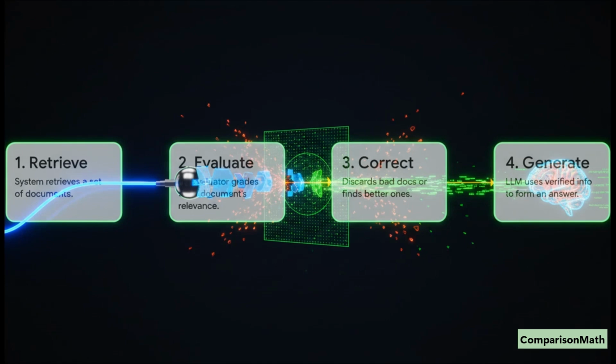First, just like regular RAG, it goes and retrieves a bunch of documents. But then it hits step 2, the evaluator grades every single document on how relevant it is. Based on those grades, it moves to step 3, where it can either throw out the irrelevant documents or go search for better ones. And only after that quality check is complete does it finally generate a response.